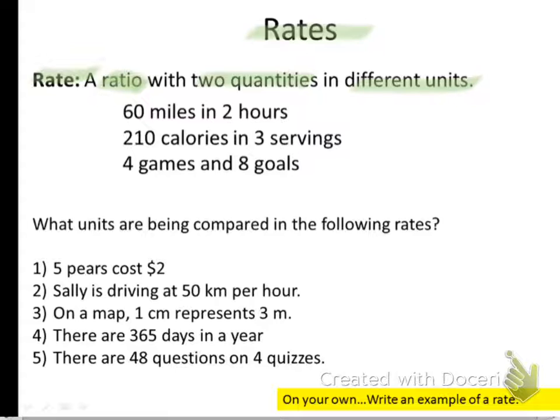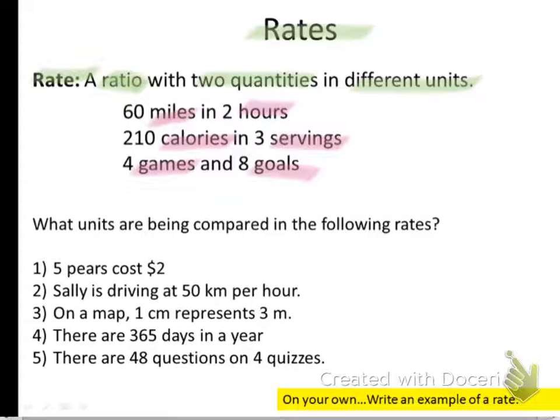Some examples of rates. 60 miles in 2 hours. In this case, we have two quantities, 60 miles and 2 hours, and they have different units, miles and hours. Another example, 210 calories in 3 servings. These are two different quantities, again with different units. Last one, 4 games and 8 goals. As long as they have two different numbers with two different units, we consider it a rate.